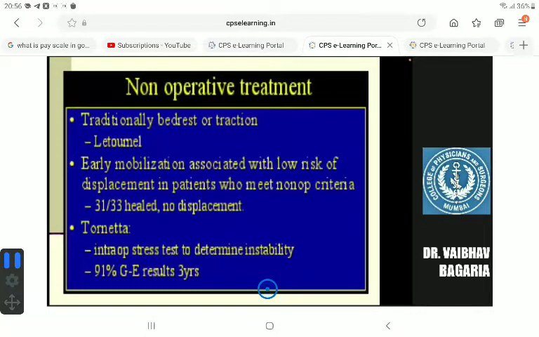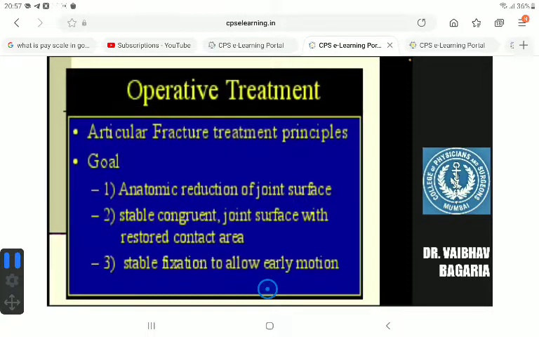Non-operative treatment means typically bed rest or traction. It was described by Letournel. Early mobilization is associated with a low risk of displacement in the patients who have met these criteria, and an intraoperative stress test may determine instability. No one really does it now, so it's not really something that we need to know.